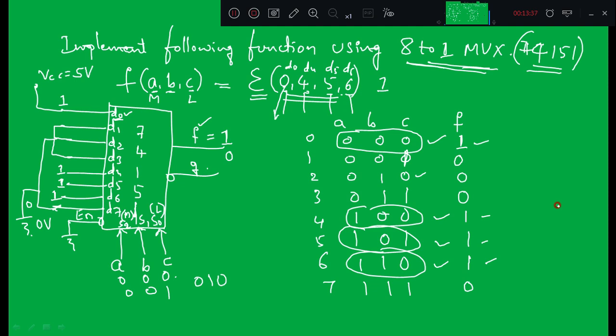So we'll move to the next slide and we'll try to implement one more simple boolean function, again using the same 74151 multiplexer. Implement f of w, x, y.